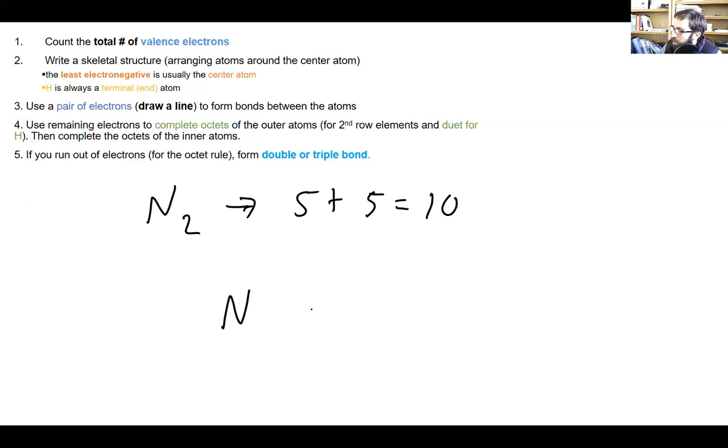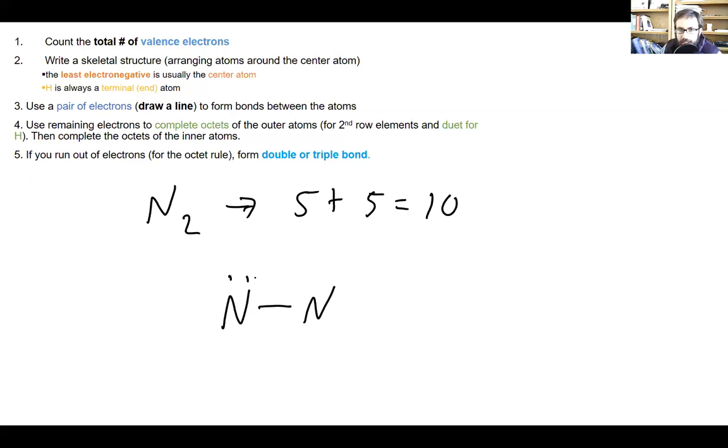There's no center atom, so I'm just going to put nitrogen and nitrogen. I'm going to draw a single line, and now I'm going to try to do the octet rule. Right now each nitrogen just has a duet, only 2. We don't want that. We want an octet.